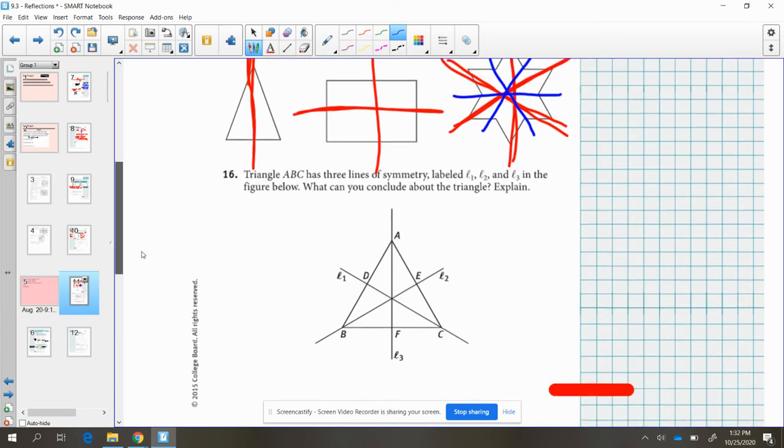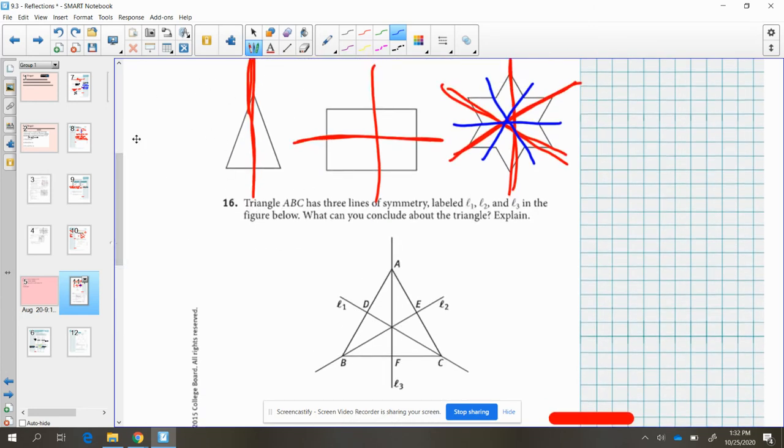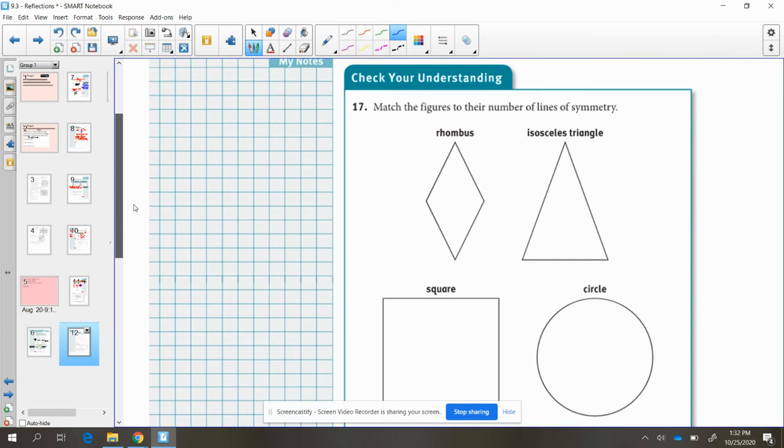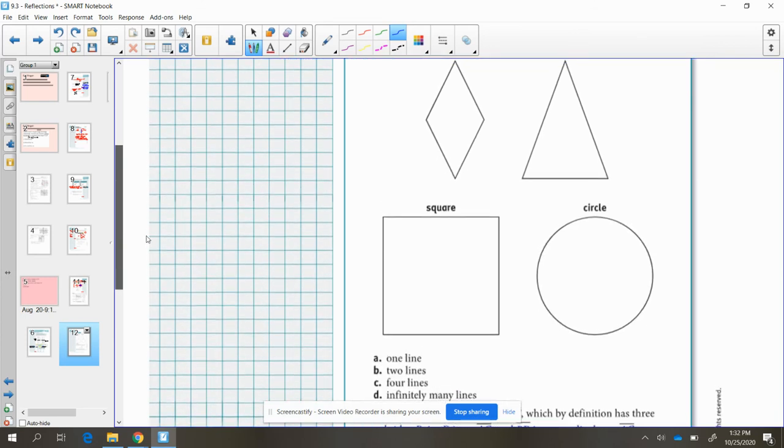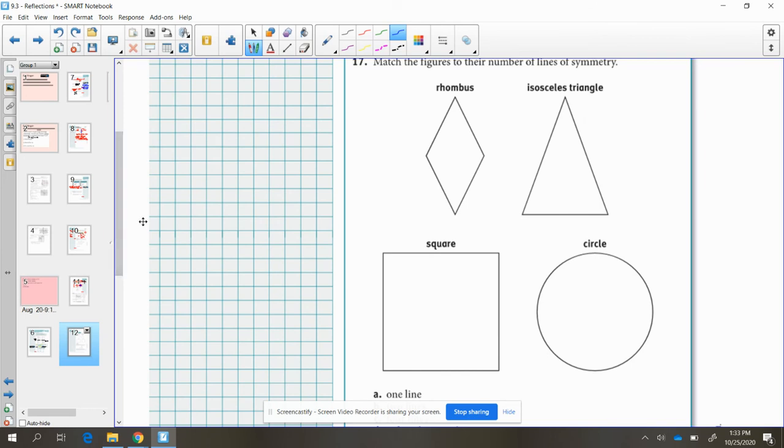And not all shapes are created equal, right? Because we had the isosceles triangle here that had 2 congruent sides. An equilateral triangle that has 3 congruent sides is going to actually have 3 different lines of symmetry compared to the isosceles triangle. Now, looking at the next page, we have a couple more figures, and we want to match them: how many lines of symmetry does each of these have?